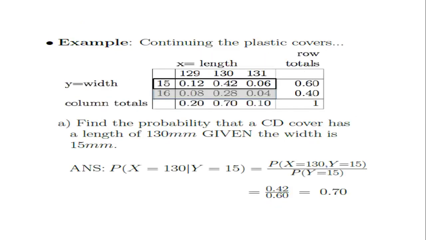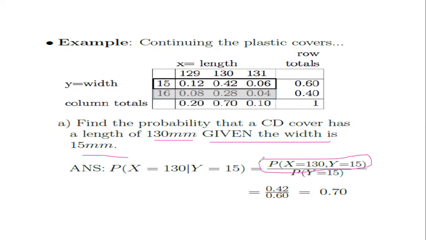So continuing the plastic covers, now we are making it a bit more complicated. Find the probability that a CD cover has a length of 130 millimeter given that the width is 15 millimeter. So I have X equals 130 given Y equals 15, which equals the joint of these two divided by the probability of Y equals 15, which is the marginal. So the joint of only these two, not the whole joint.